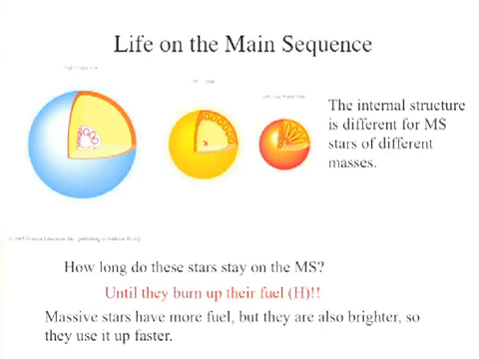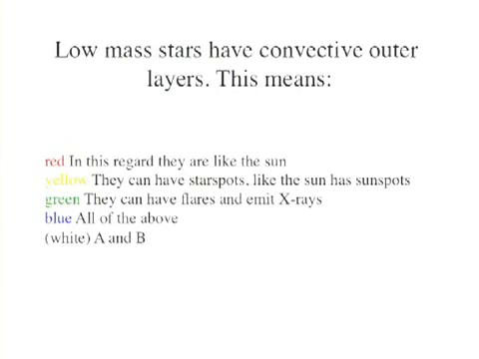So let's look at this again. All right, low mass stars have convective outer layers. And what does this mean? Take out your cards. Does it mean they're like the sun? They can have star spots. They can have flares, emit X-rays, all of the above, or A and B. Which do you think it'll be?